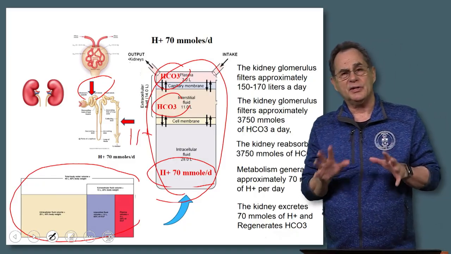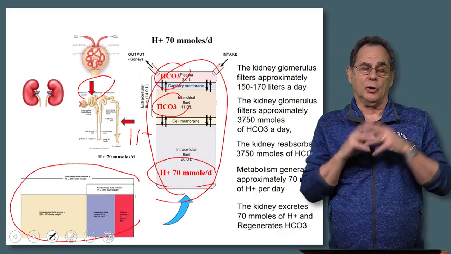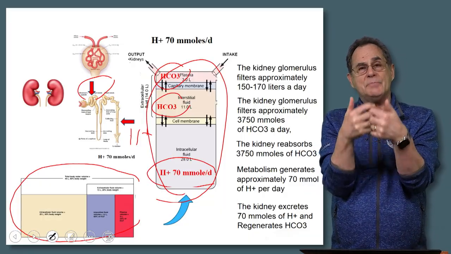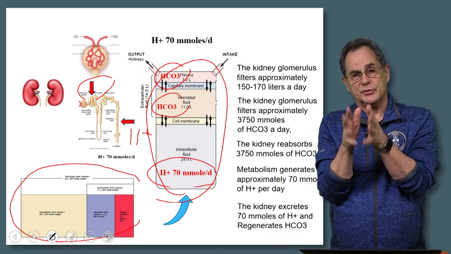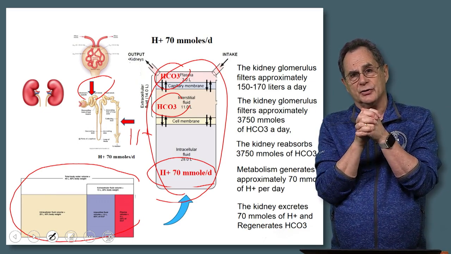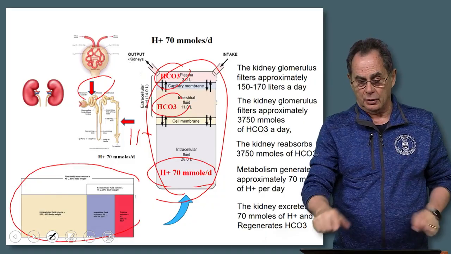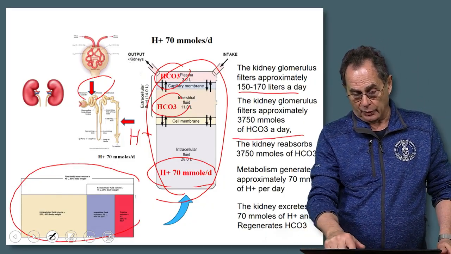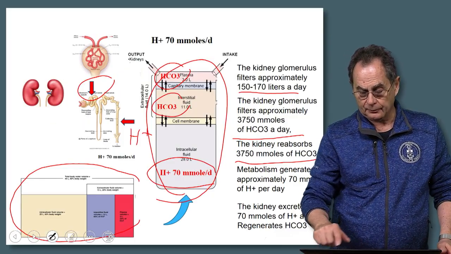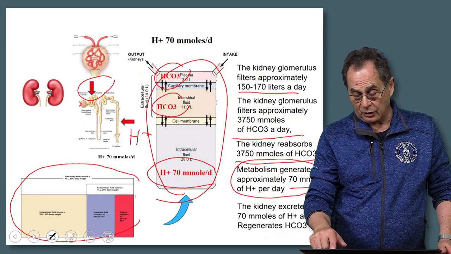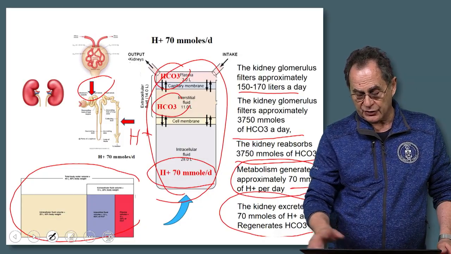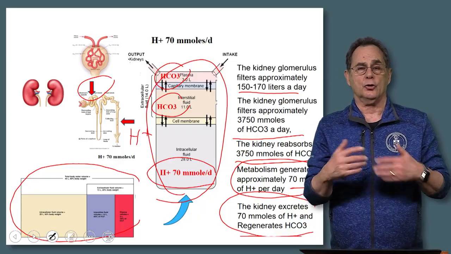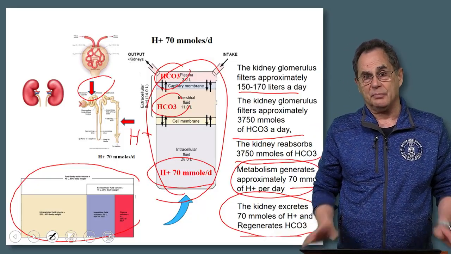So acid-base balance is exquisitely dependent upon proximal tubule cell function in partnership with specific functions of the intercalated cells and the cortical collecting duct. We filter a lot of water, we filter a lot of bicarbonate, we reabsorb the bicarbonate, we generate 70 millimoles, and the kidney excretes 70 millimoles of hydrogen ion and regenerates bicarbonate and serves to maintain acid-base balance.